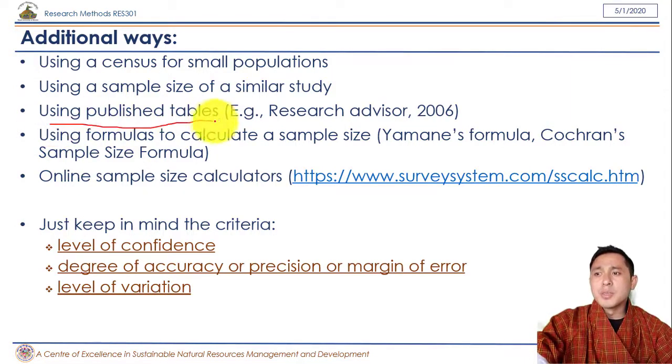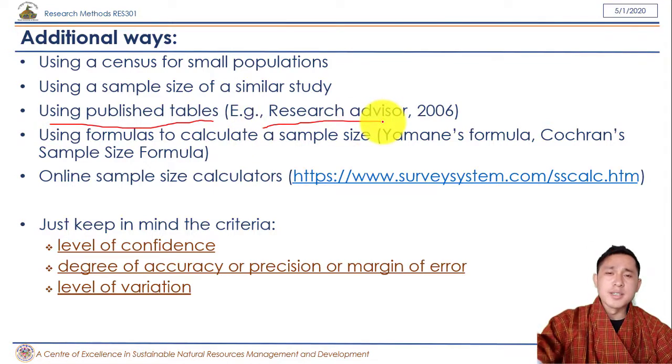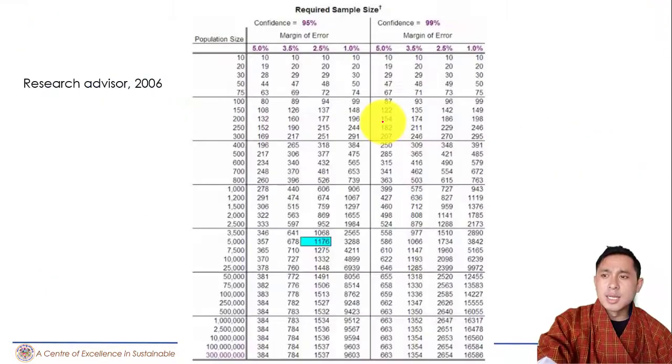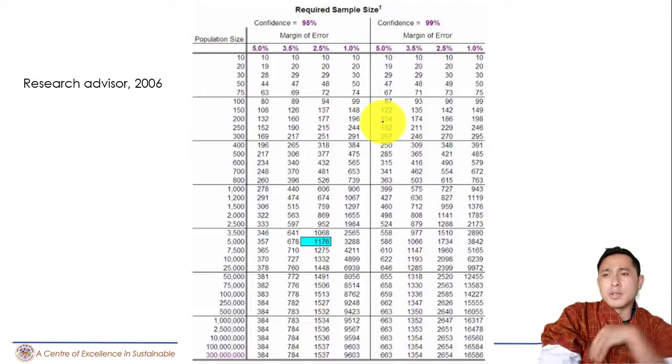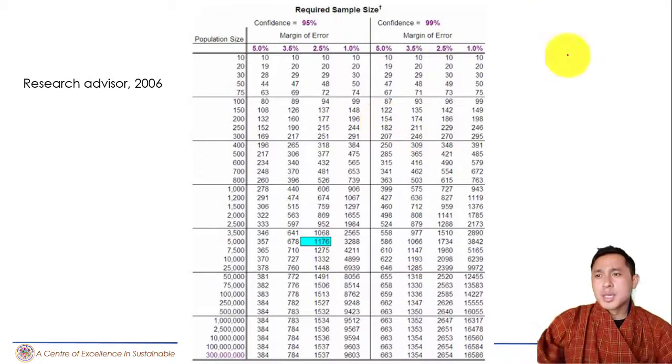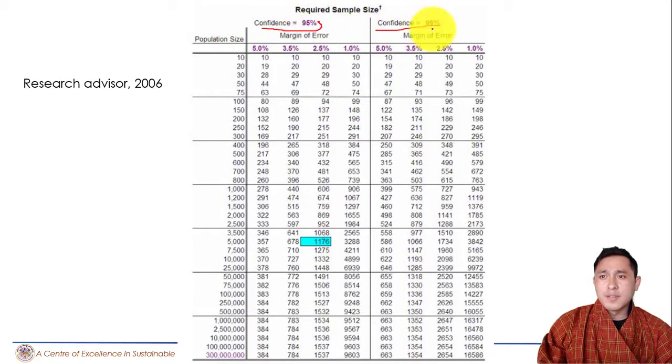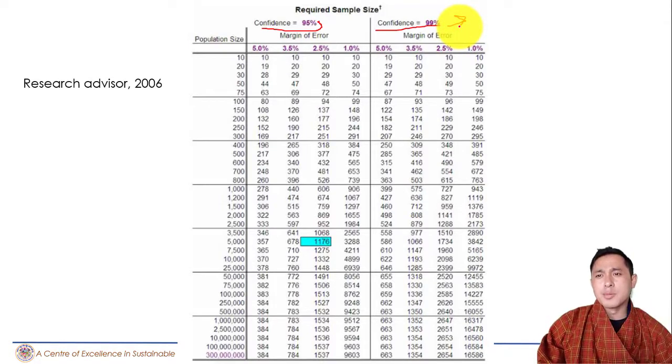You can also use published tables. For example, the research advisors, like I'll show you in a while. This is called research advisor. This is an already published table. So this table shows the level of confidence at 95 and 99%. Usually 95 is being used in our research, but if you're looking at a very high-end, accurate research, then you may want to go with 99%.